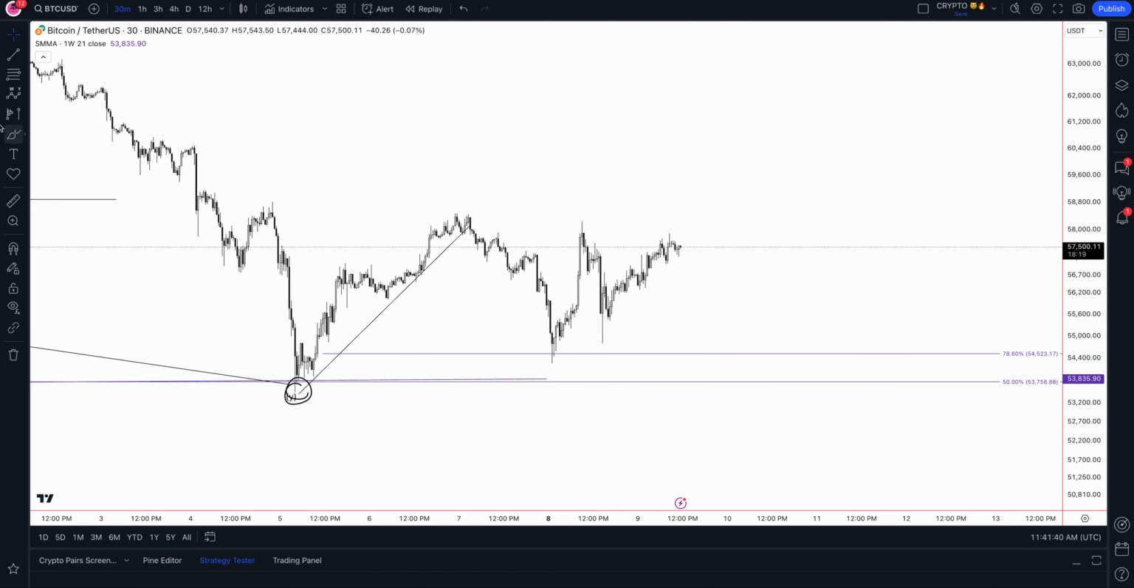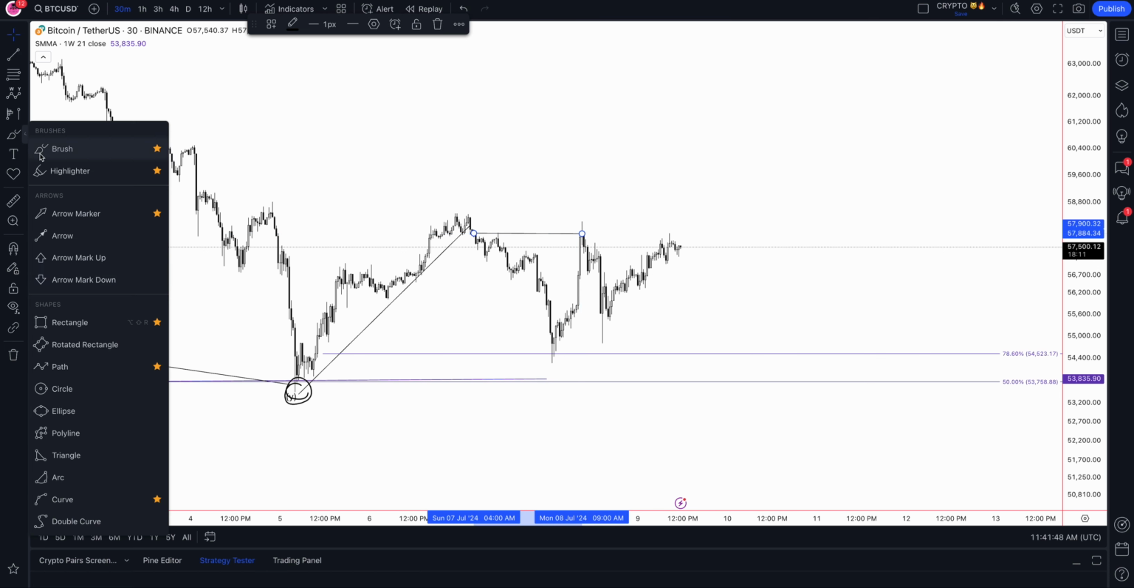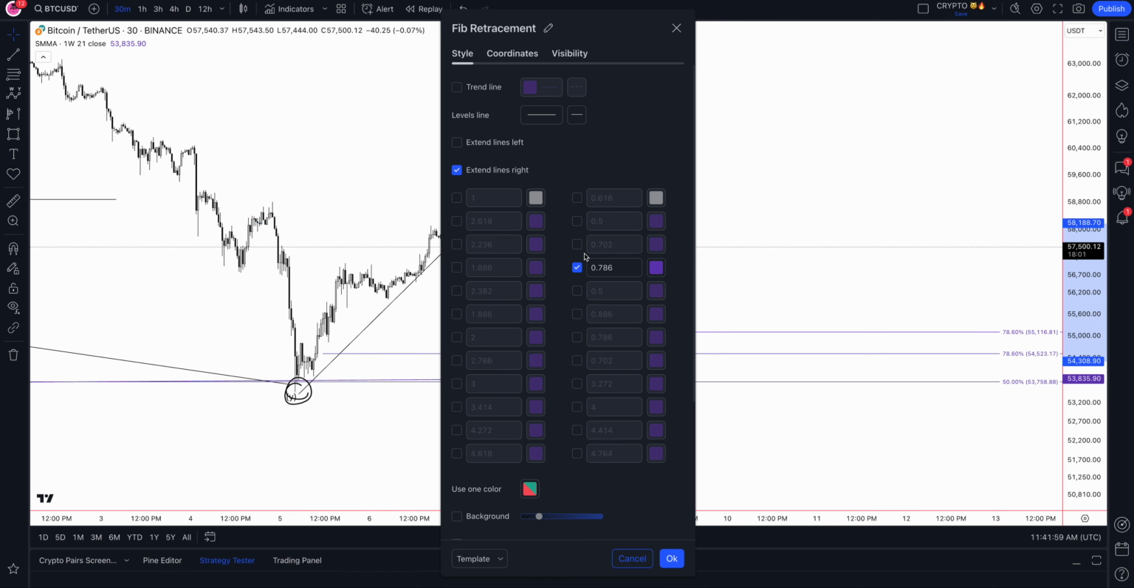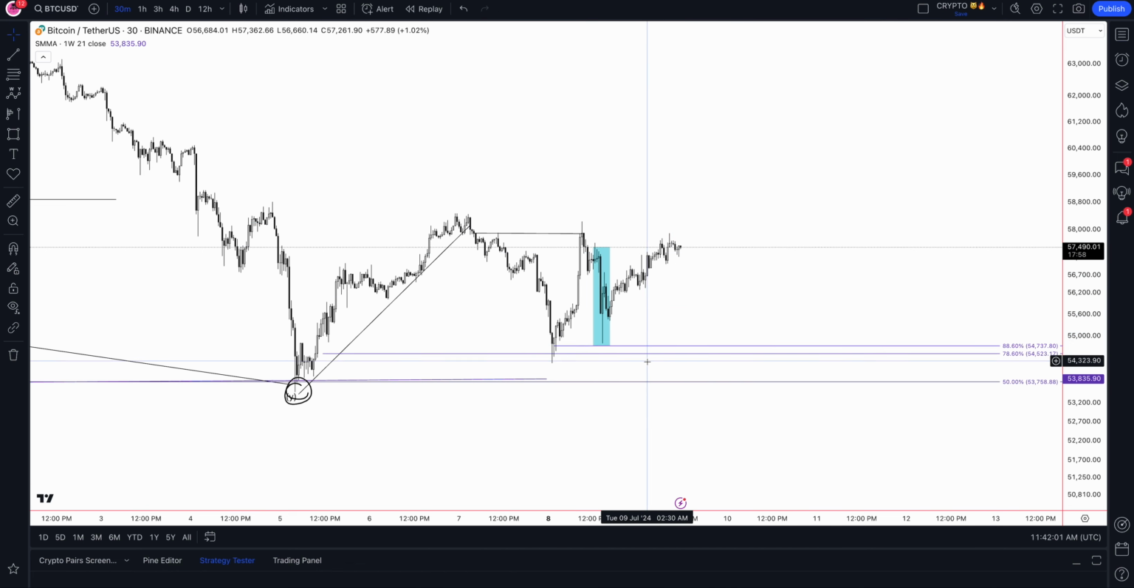at the 786. And then after we had this aversion, we went ahead and took out this internal range liquidity and then had your flush of all the highly over-leveraged longs over here. Okay, coming right down to the 88.6% fib, and now we're seeing continuation to the upside.